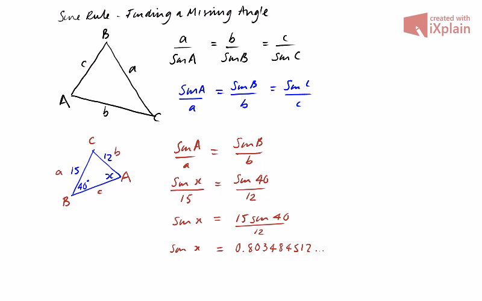So the final thing is to get x now, and we're going to get rid of that sine that's on the left hand side, and to do that we need to take arc sine. So we get x equals arc sine, or sine to the minus 1, of that number 0.803484512. Keep it as accurate as you can. Use the answer function in your calculator if you can, and if you work that out you get x equals 53.5 degrees to 3 significant figures. That's our final answer.